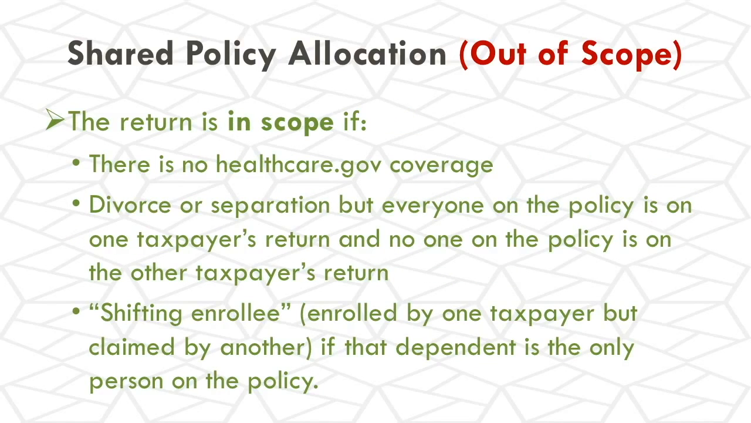So the return is actually going to be in scope for us if there is no healthcare.gov coverage. So this policy provision doesn't matter if there's no premium tax credits involved. Divorce or separation, but everyone on the policy is on one taxpayer's return and no one on the policy is on the other taxpayer's return. It would be in scope there as well. And finally, a shifting enrollee situation in which the person is enrolled by one taxpayer, claimed by the other, but that dependent is the only person on the policy. So, for instance, you have a dependent that's on a policy that was enrolled by an ex-spouse, however, they're being claimed on the other spouse's return. That's fine as long as the dependent is the only person on the policy. That 1095-A can be entered appropriately on that taxpayer's return.